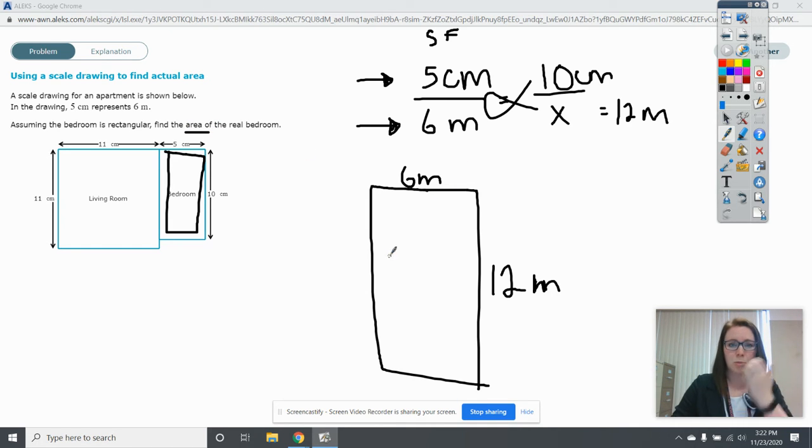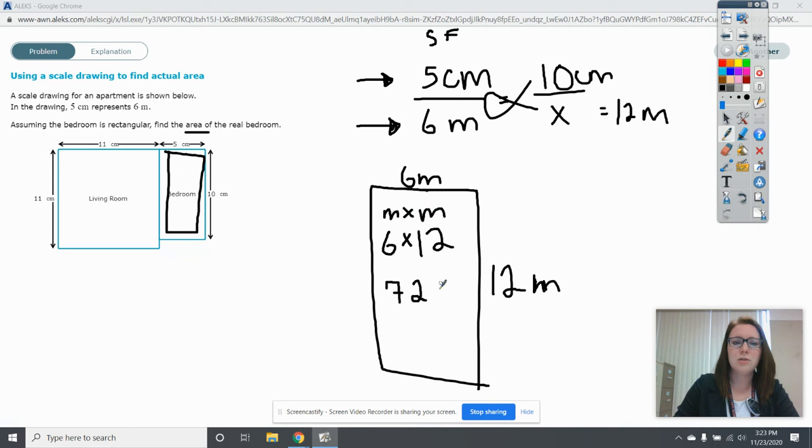Well, area is just multiplying length times width, 6 times 12, which, what is that, 72? Does that sound right to you guys? Maybe I should check it just in case. 6 times 12 is 72. But area is a dimension, so it needs a unit. We did 6 times 12, which is also meters times meters. So our answer is going to be in meters squared. So 72 meters squared. And there we used our scale factor to kind of create a new image.